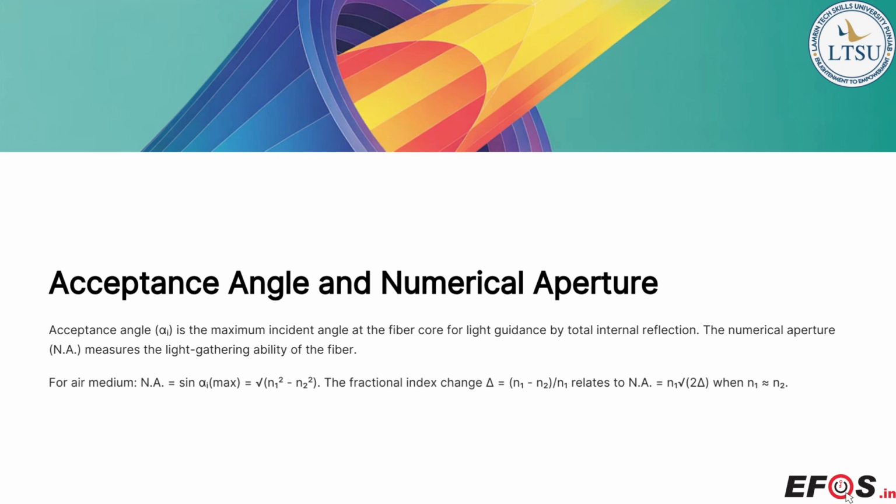When launching light into a fiber, two key parameters are the acceptance angle and the numerical aperture. The acceptance angle, θa, is the maximum angle at which external light can strike the fiber face and still be guided by total internal reflection. The numerical aperture, NA, is a measure of the fiber's light gathering ability. For light entering the fiber from air, the NA is given by the formula NA = √(n1² − n2²). The NA is also related to the fractional index change, Δ, which is a useful parameter for calculating dispersion effects.